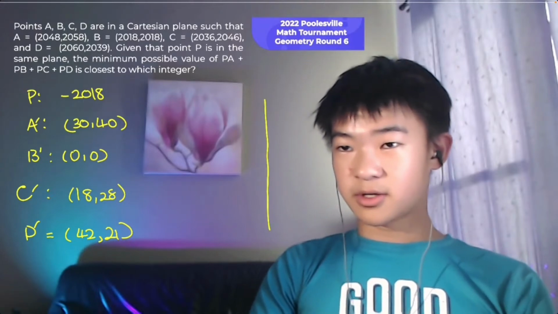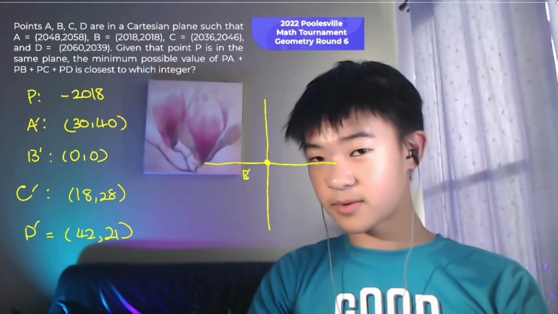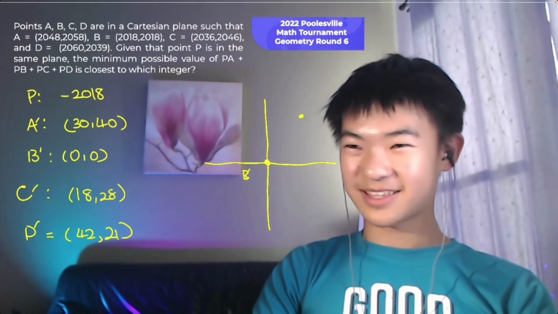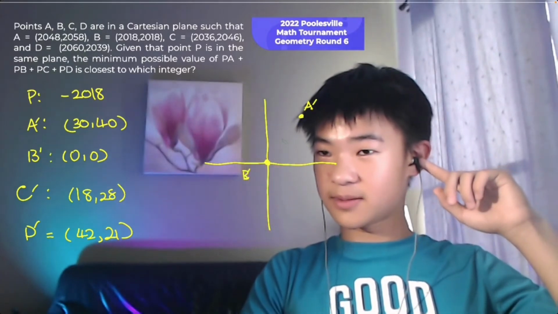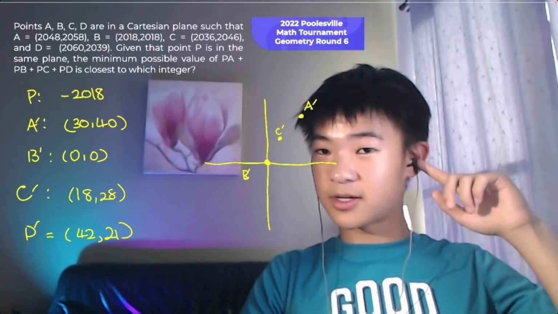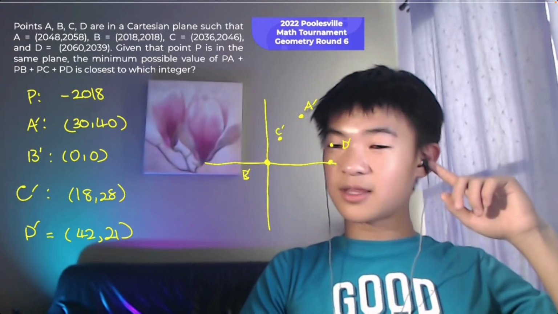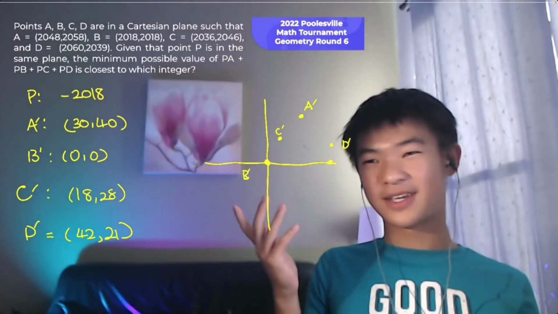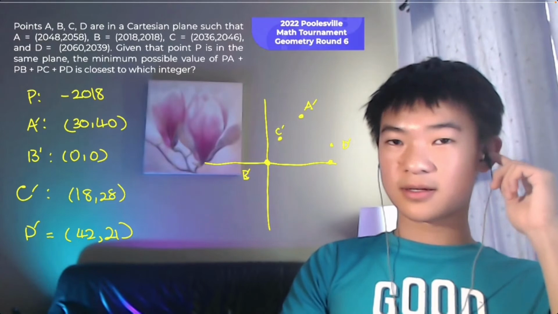If we want to draw these on the coordinate plane, this is B prime, and (30, 40), that's a right triangle actually. That'd be A prime. C prime would be (18, 28), so that would be somewhere in here. And then D prime is (42, 21), which would be something like this. And then we have a point P somewhere here in the middle, and we want to minimize the sum of the distances from each of the coordinates. How would we do that?